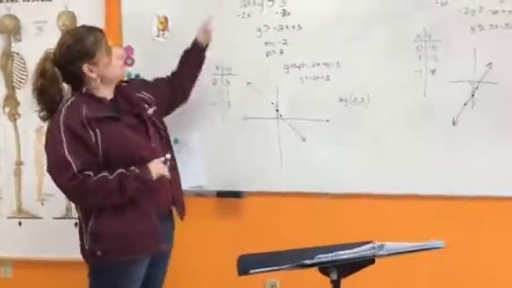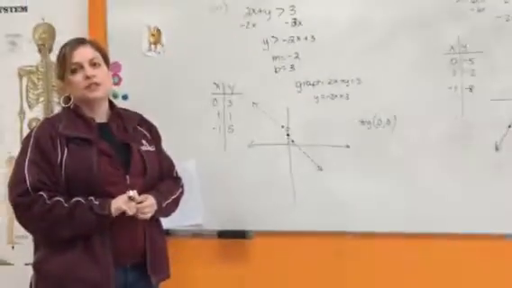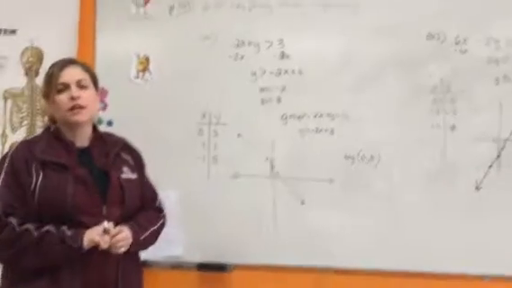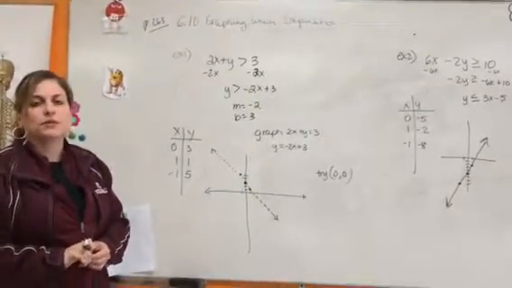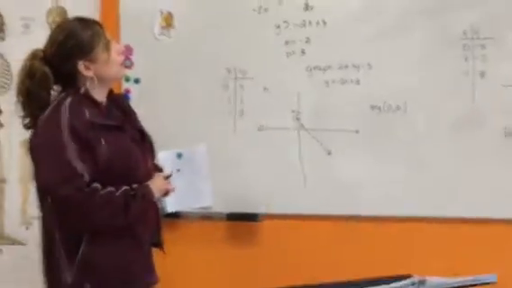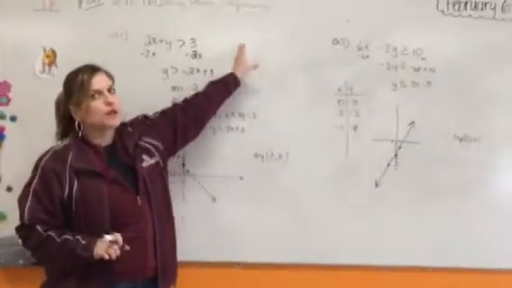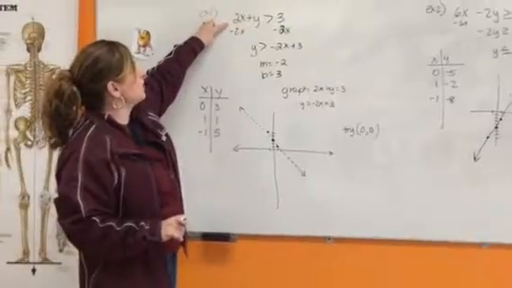Today, we are going to be doing graphing linear inequalities, I'm sorry. You've learned that when you're graphing a line, it has an equal sign in it. Now we're going to be graphing inequalities. How do we do that? Well, you're going to get 2x plus y is greater than 3.